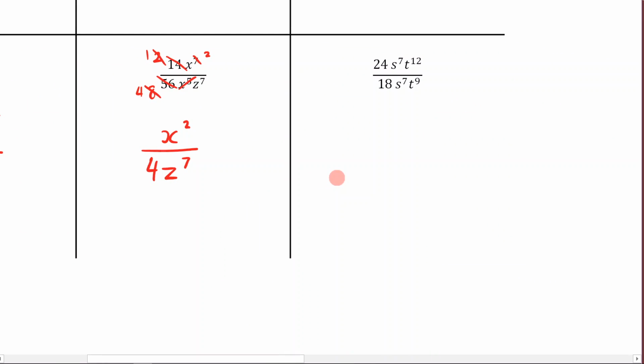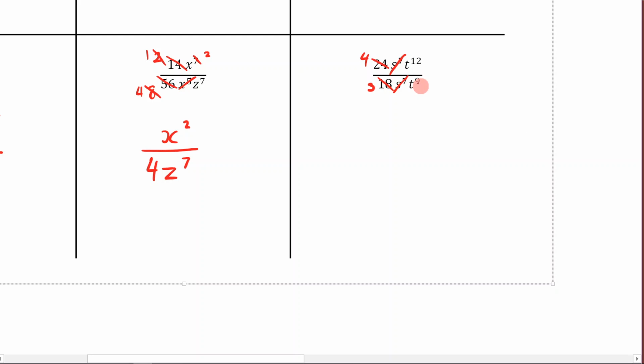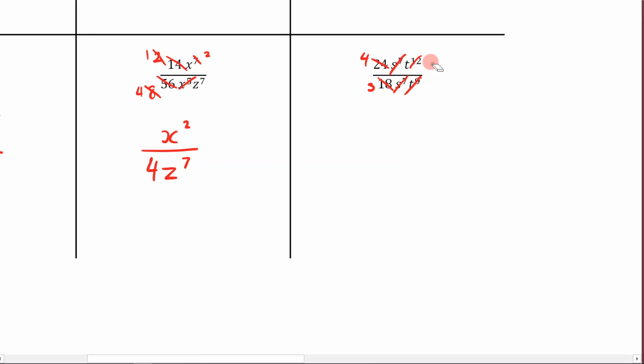Come over here. Here I have 24 and 18. Both of those are divisible by 6. That will be 4. That will be 3. So it's going to be 4 and 3 there. And now I have s to the 7 and I have s to the 7. They're the same, so they just go away with each other. Then I have this. So it's going to be 12 minus 9, which is going to be 3. So I have 4t to the 3 over, then down here I just have 3.